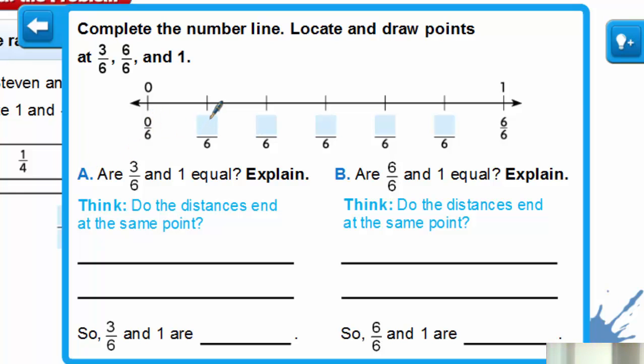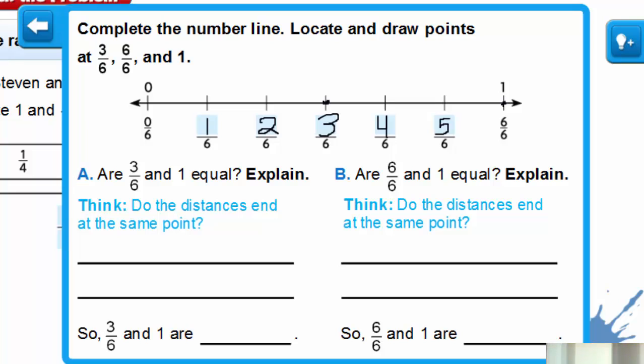So let's number these. You can see they started with 0/6. What's this point? Good, 1/6. This one would be 2/6. This one would be 3/6. And this one would be 4/6. This one would be 5/6. And then this one is 6/6. Now we're going to put a point at each of these locations, 3/6. So let's put a circle right here, a point. 6/6. Here's 6/6. And 1. Look, we already have one there.